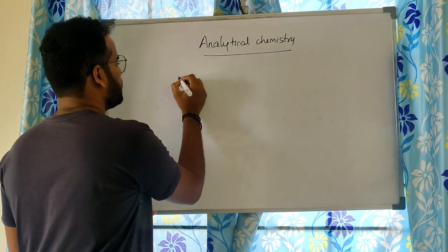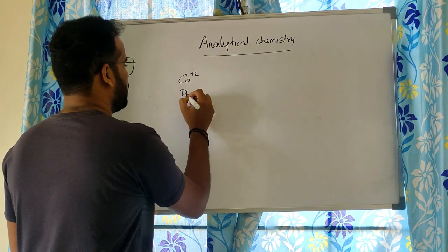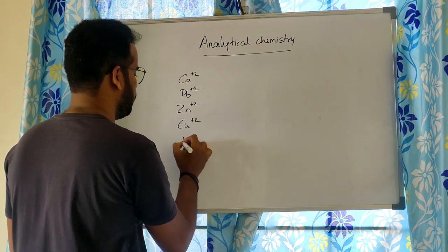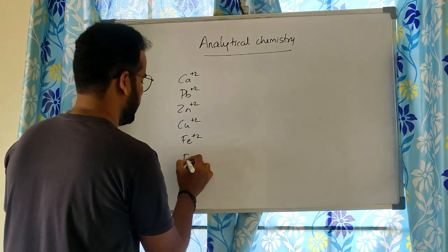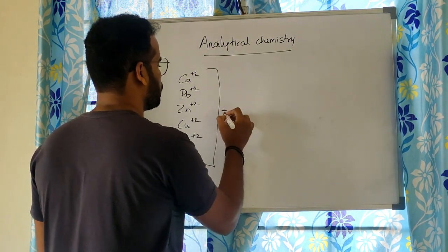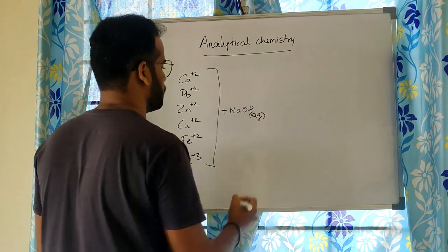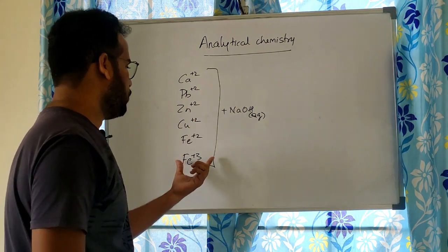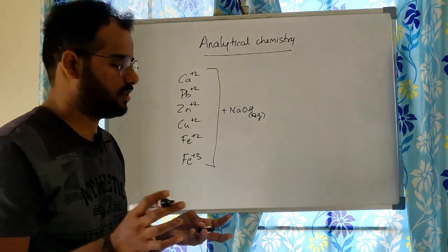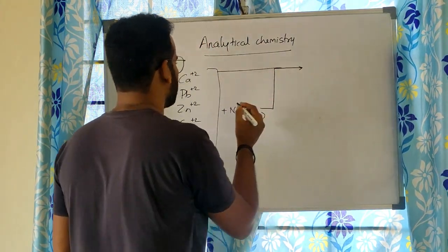So what are the ions? Once again, calcium, lead, zinc, copper +2, ferrous and ferric, right? And what was the weapon of the chemist? Sodium hydroxide solution. What is caustic soda? Sodium hydroxide solution. So these will be ions, means the salts dissolved in water. So these all will be in aqueous state. So what are they forming? Different colors.